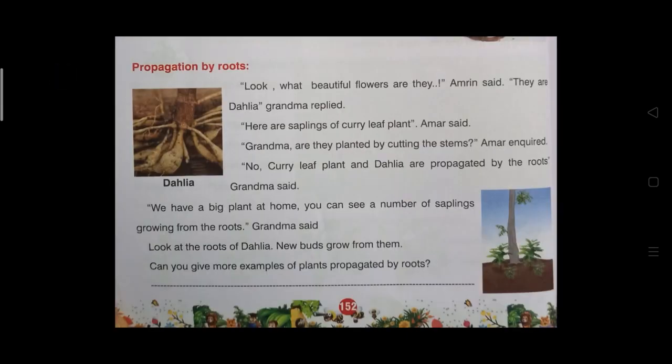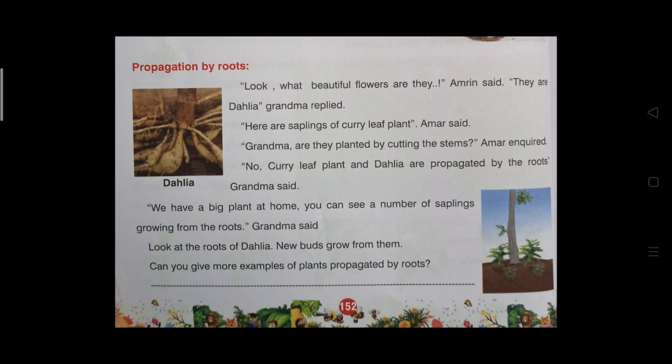Propagation by roots. Look, what beautiful flowers are they? Amrin said. They are dahlia, Grandma replied. Here are saplings of curry leaf plant, Amar said. Grandma, are they planted by cutting the stems? Amar enquired. No, curry leaf plant and dahlia are propagated by the roots, Grandma said.